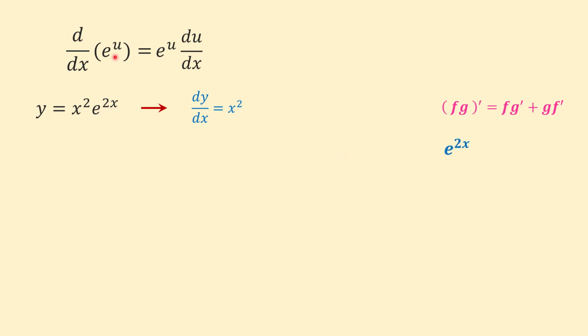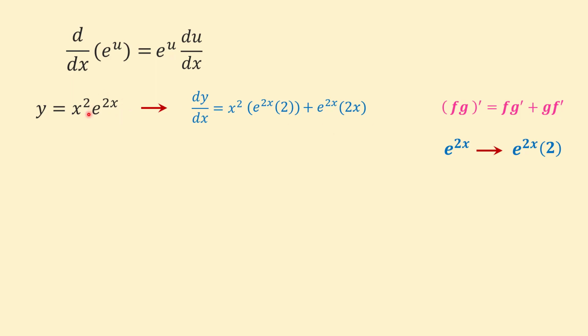Derivative of e to the u is e to the u times u prime or derivative of u. So derivative of e to the 2x is e to the 2x times derivative of power or u. Derivative of 2x is 2. So derivative of e to the 2x is e to the 2x times 2 plus, write the second function.